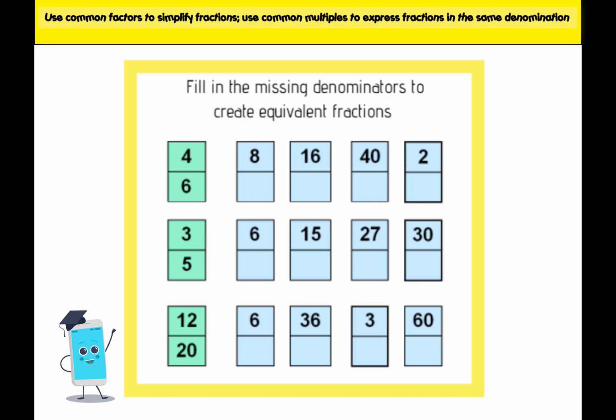In the next activity, you're finding a variety of equivalent fractions. We're still using our understanding of factors and multiples to help us find the equivalent fractions. But in these examples, you're given the numerator and you need to use that clue to find what the denominator will be. Let's have a look at an example together.